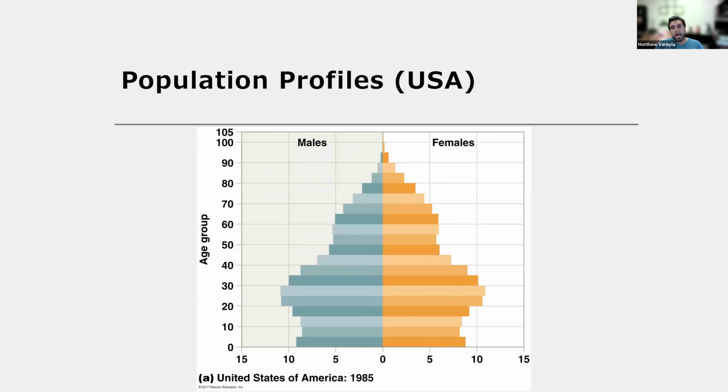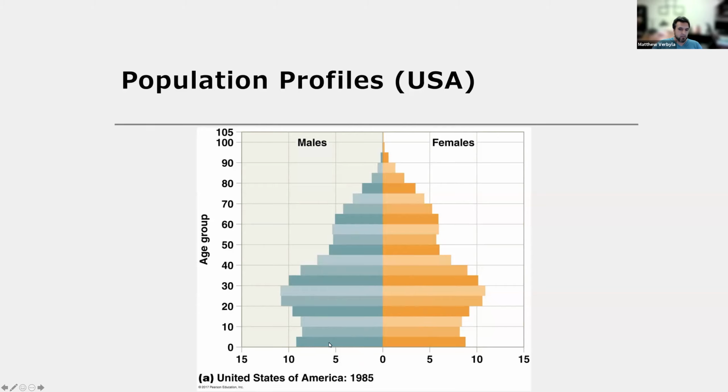So as populations grow, the breakdown of the different demographics in the population can also change. And as growth rates change, the population profile, what we call the population profile, will start to look a little bit different. The population profile refers to the breakdown of the number of people in a region, like let's say the United States, in different age groups. So you can see here, males shown on the left, females shown on the right, and we have the breakdown of the population by age group.